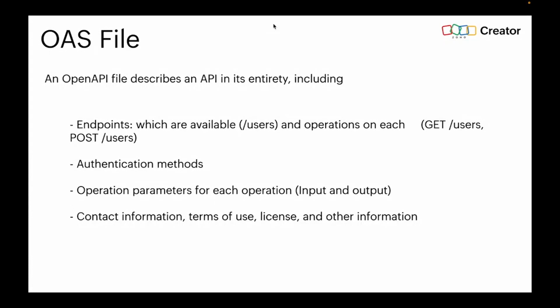So this descriptive file will have endpoints. It will have the API documentation structure, like operations such as get users, post users, authentication methods, what the request URL is, how you would receive the response, what the operation parameters are for each operation, and the contact information, the license information, terms of use, and other information as well.